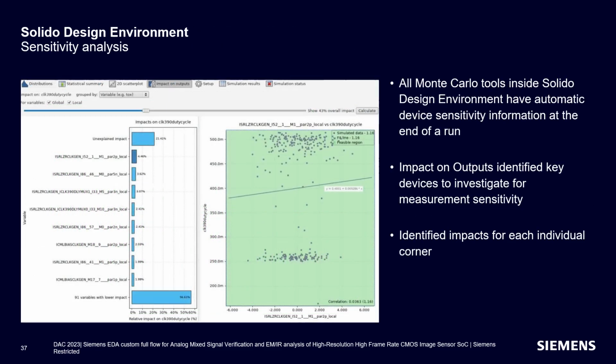Finally, this slide shows my personal favorite feature, which I regularly use as a designer. Solido also provides a quantitative sensitivity analysis showing the impact of various circuit device parameters on the output metric. This further helps you as a designer to optimize circuit device sizings to minimize the spread of your output metric.